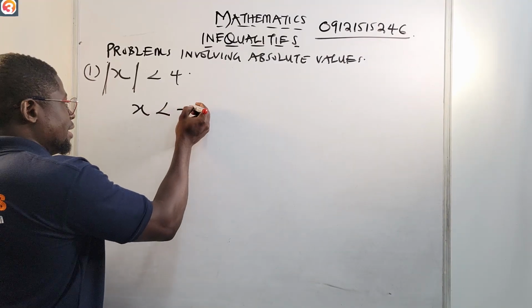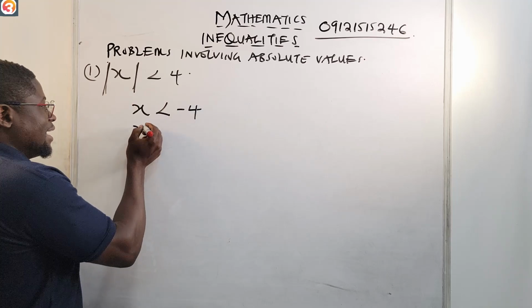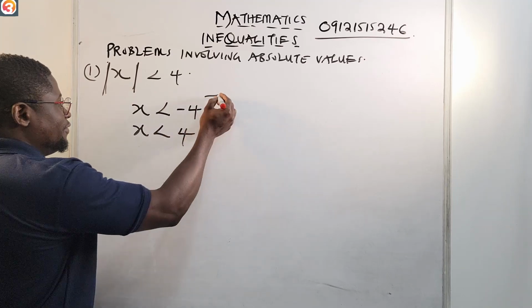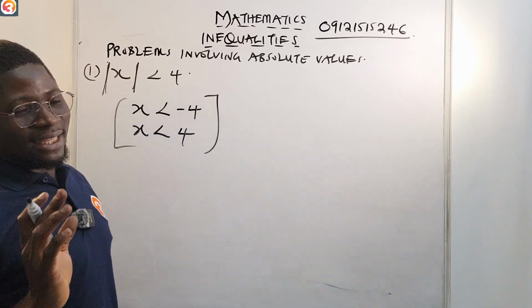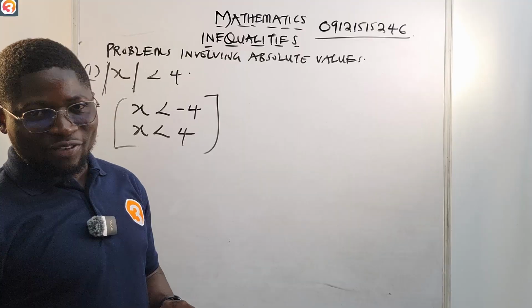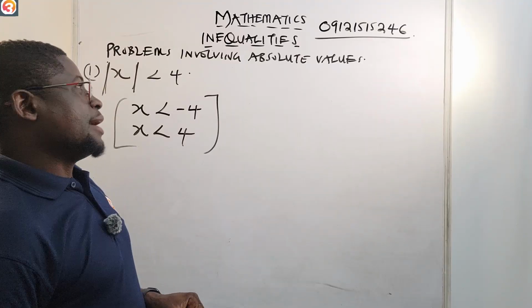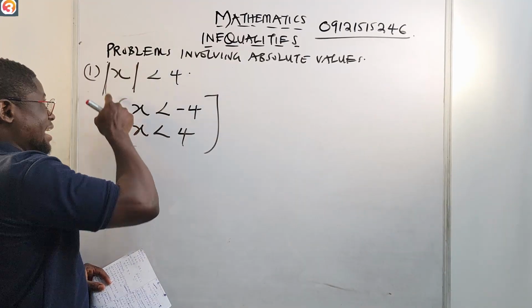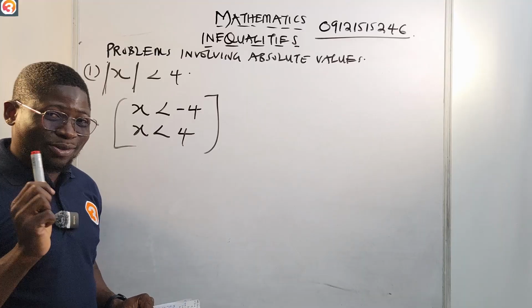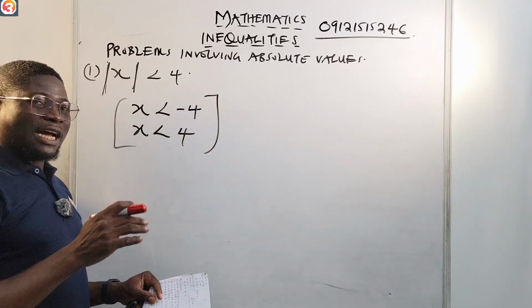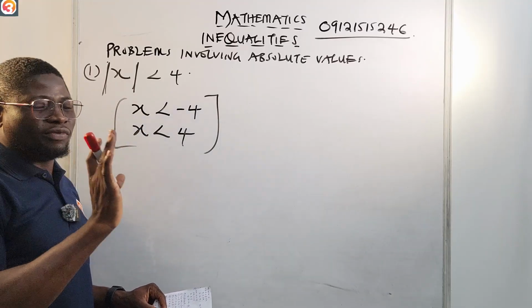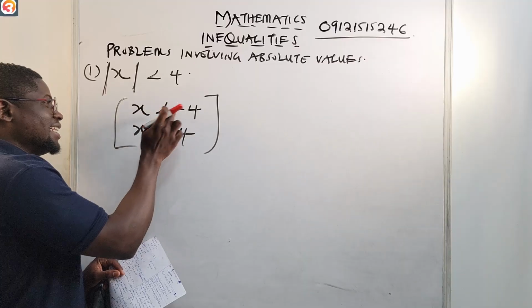So how do we do that? You can say x greater than minus 4, then x less than 4. Finish. These are the two versions we're expected to write. Then we can solve. Very simple. So that's what absolute value is. Whenever you see this sign, especially for WAEC students, know that you are expected to write two versions of the inequality. x less than minus 4.